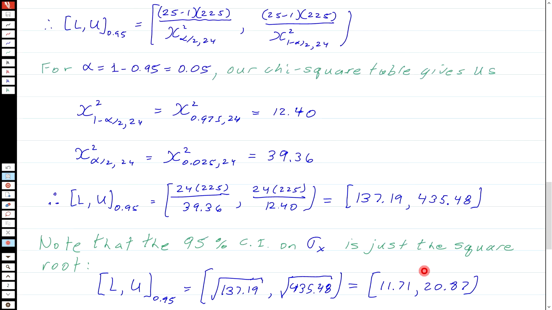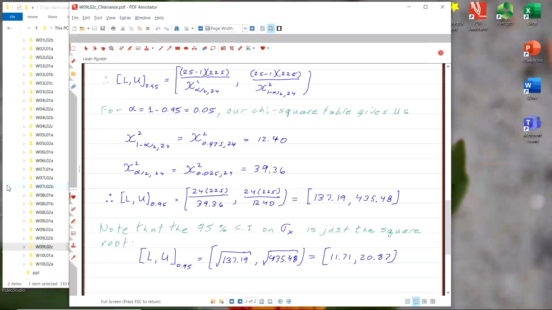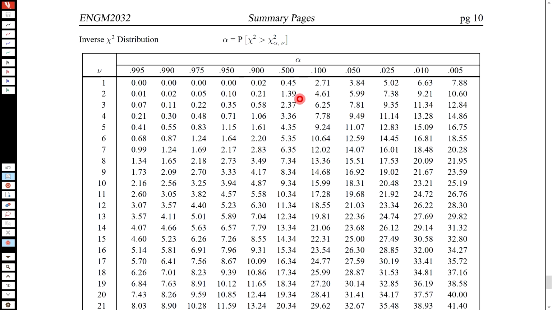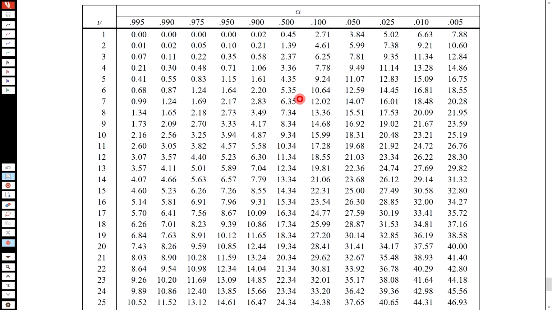I should probably try to show you where I got these chi-squared values from the summary pages. So let me just go back out here. Okay, there's the chi-squared distribution right there. And so what did we have? We had 24 degrees of freedom, which is right there. And we're looking for the point with 0.975 above it, and that was 12.40. So that's what we came up with in our example. And then with 24 degrees of freedom, we're looking for the point with 5% area above it, and that's 36.42, and that's the value that was in the example.